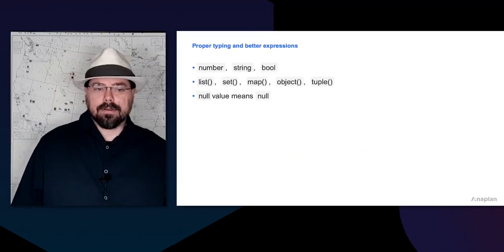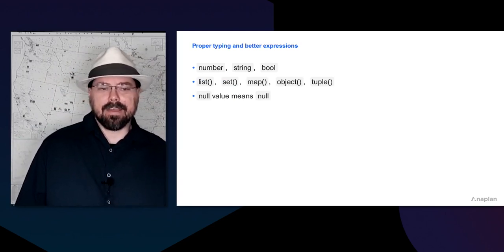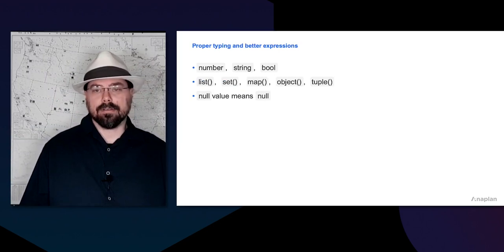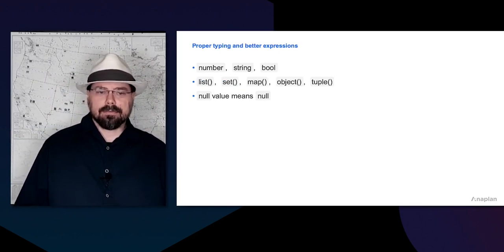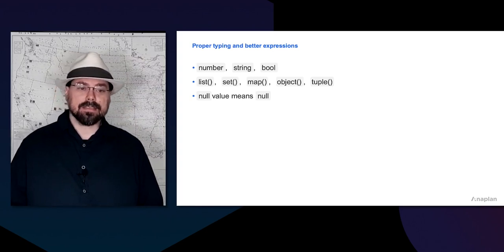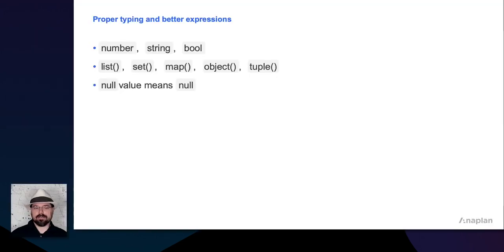So going into our typing specifically, now we have actual types. So we can say our variable is a number or string or Boolean. And likewise, we can express those more richly. We can say that we have a list of numbers or a list of strings or a list of Booleans, or a set of, map of, object of, and tuple. Those are our data structure constructors, and then our types are number, string, and bool.